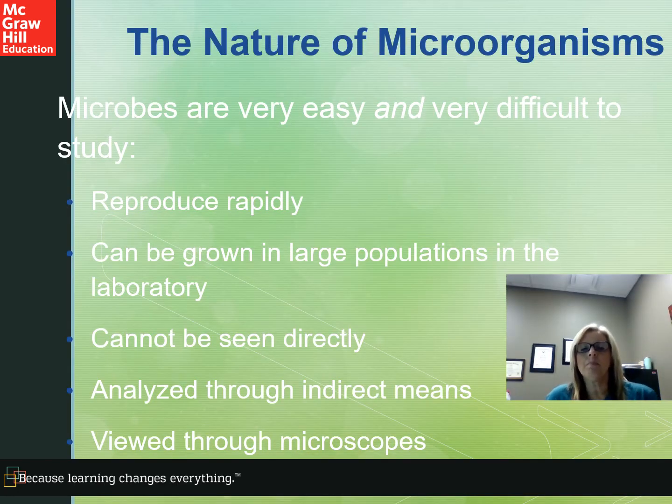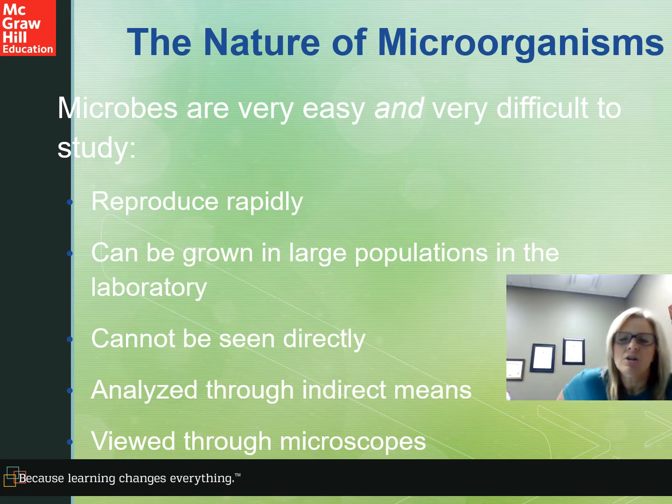Okay, so microbes are kind of interesting. They reproduce very, very quickly, and so they can be grown into very, very large populations in the lab. That makes them easy to study, but in other ways they're harder to study because we can't really see them directly. We have to analyze them through indirect means. In other words, we have to view them through the microscope, and then sometimes we have to use different dyes and things to manipulate what we see so that we can differentiate between them. So it's kind of a conundrum: easy but hard to study.